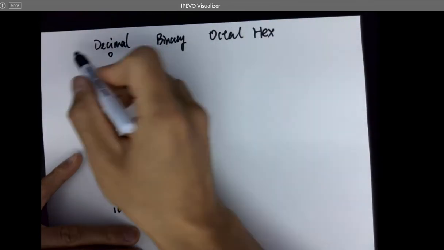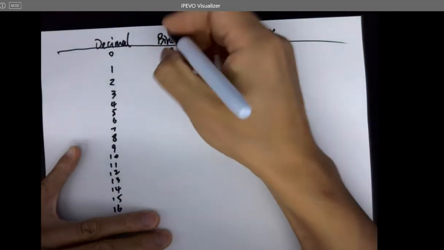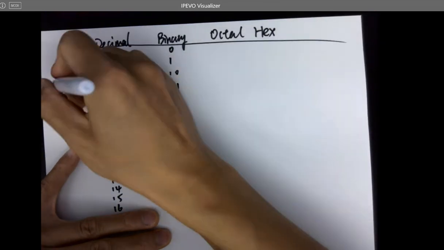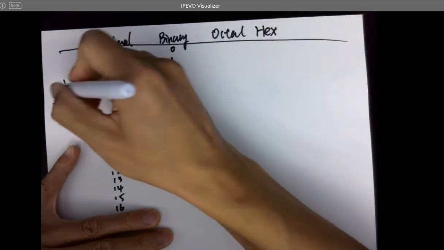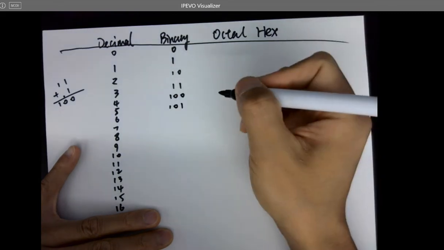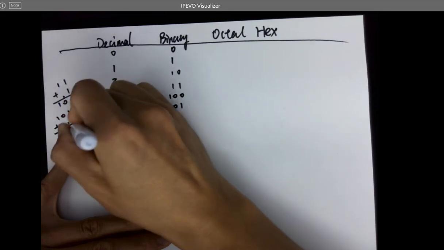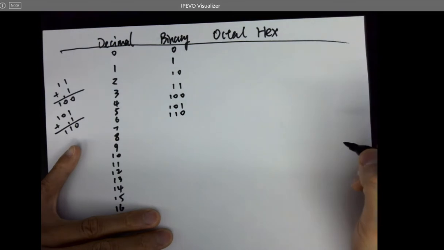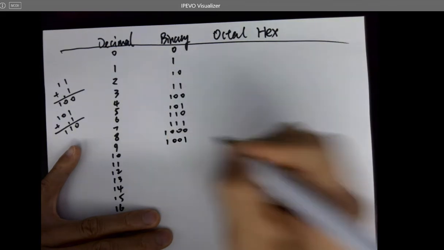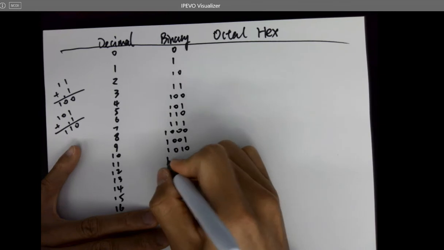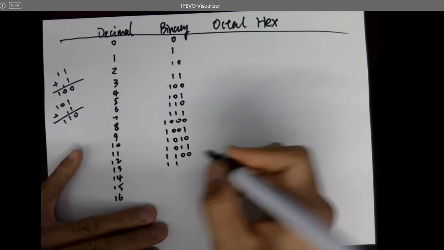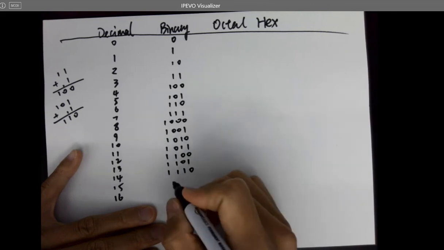For binary, what are these numbers? 0, 1, 1, 0, 1, 1. So for binary numbers, 1 plus 1 carry 0. So 4 is 100, 5 is 101, 6 is 101 plus 1 carry 1, 1. 7, 8, 9, 10, 11, 12, 13, 14, 15, 16.